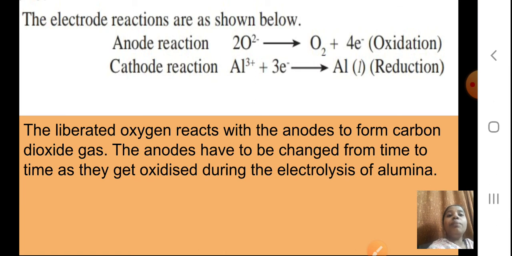The liberated oxygen reacts with the anodes to form carbon dioxide gas. The anodes have to be changed from time to time as they get oxidized during the electrolysis of alumina. As you see, they are forming gases when oxygen is liberated, so we have to change the anode from time to time because they are getting oxidized. I hope it is clear. Anode reaction, cathode reaction, you have to learn by heart.